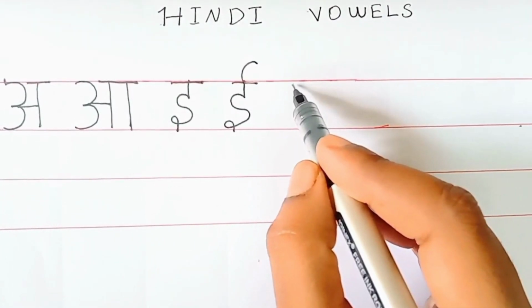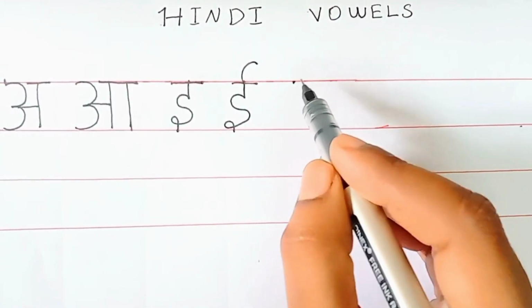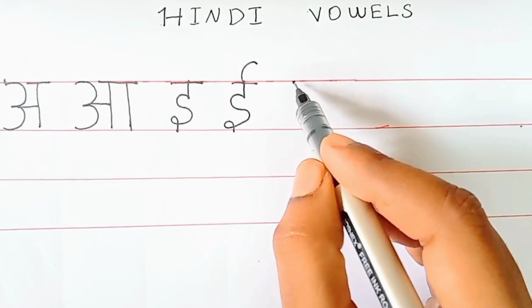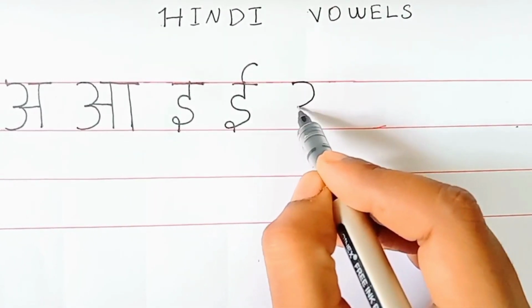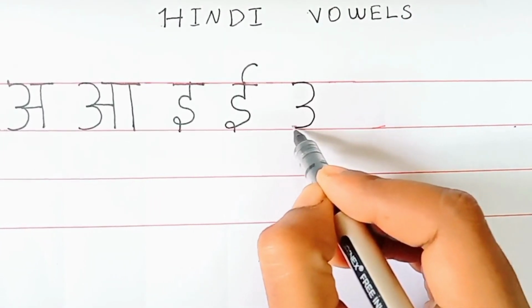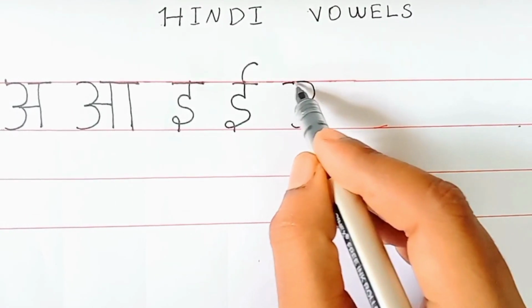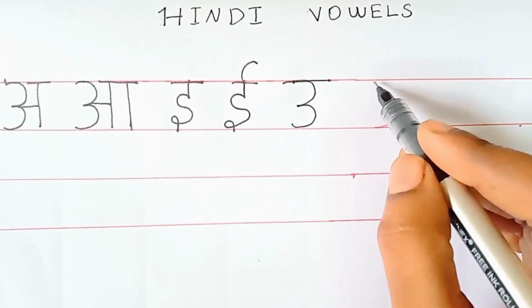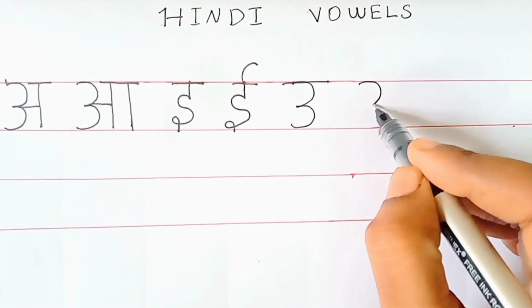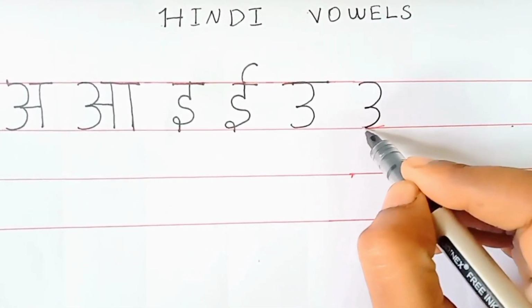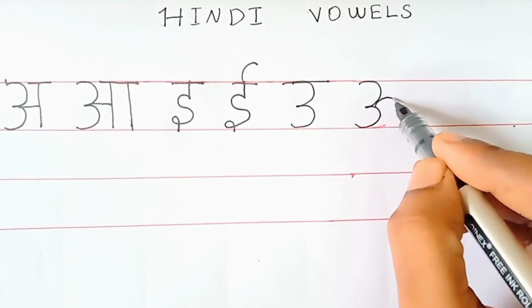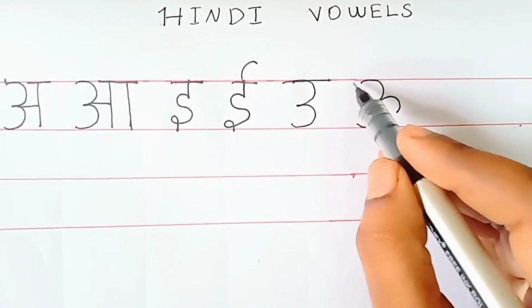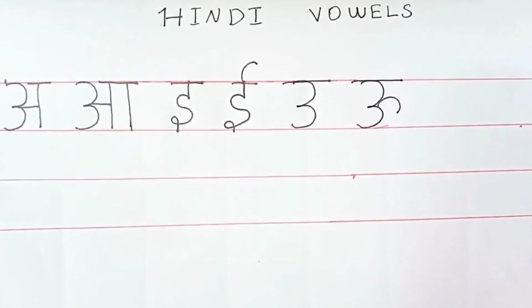It is E. And for U, we have to write a small 3 and a sleeping line on the top. For U, we have to write a 3 and a tail after the 3. That is U.